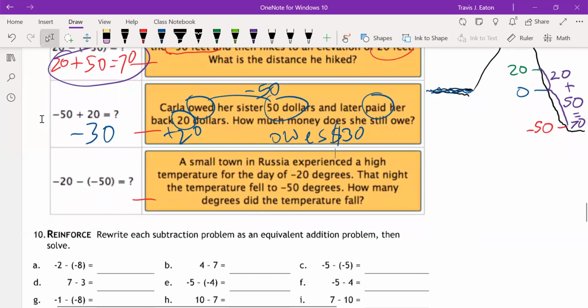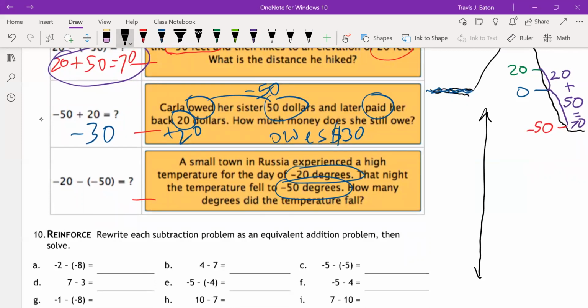A small town in Russia experienced a high temperature for the day of negative 20 degrees. It's pretty cold still. That night, the temperature fell to negative 50. So how many degrees did the temperature fall? Now, I like to draw pictures to help understand questions like this. I'm going to draw the thermometer as like a vertical number line. I'm going to put 0 degrees right here. Here's negative 10, negative 20.